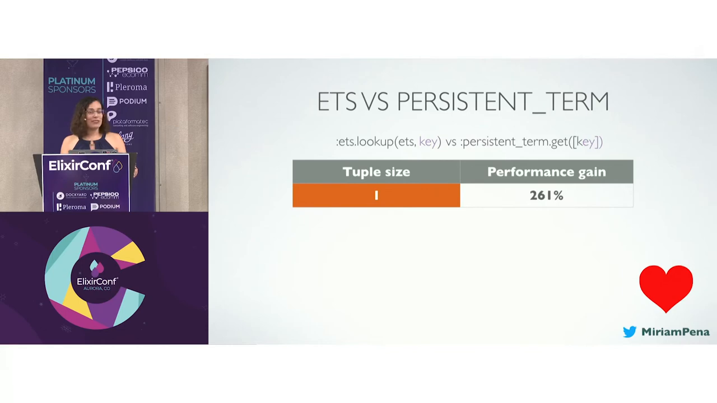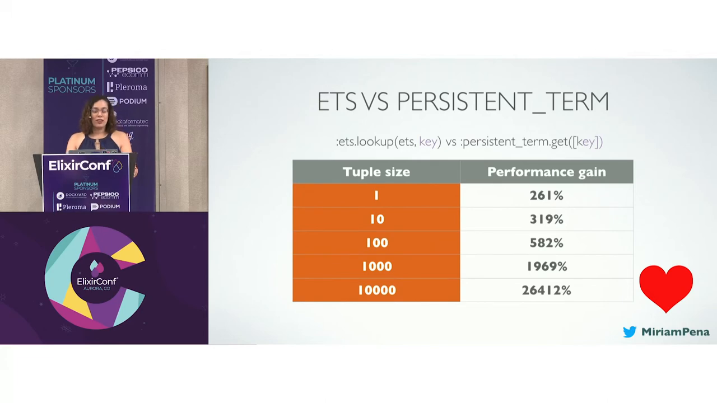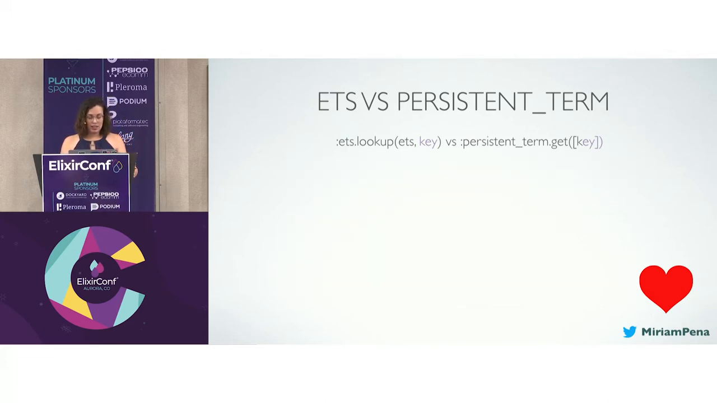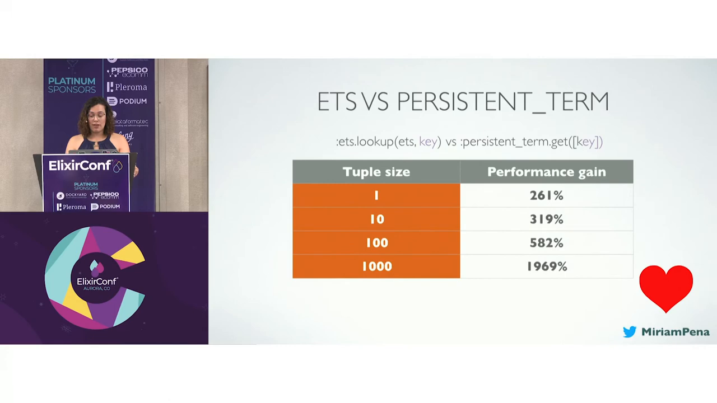For a tuple size of one, which means one data, 2 times faster, and 2,264 times faster when you have a really, really big tuple. I forgot to mention that the cover implementation was redone using persistent term and counters, which I'm going to talk about, and it's 2 times faster now. Another great excuse to update your virtual machine version.